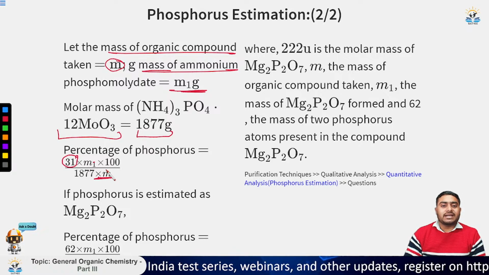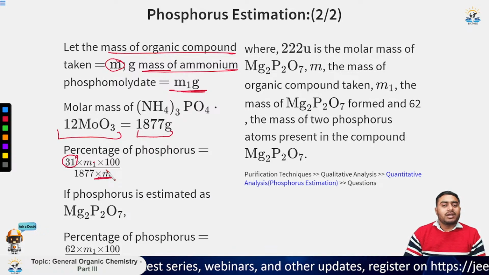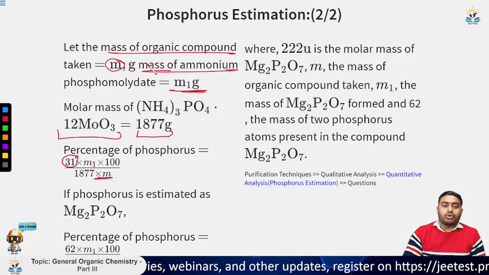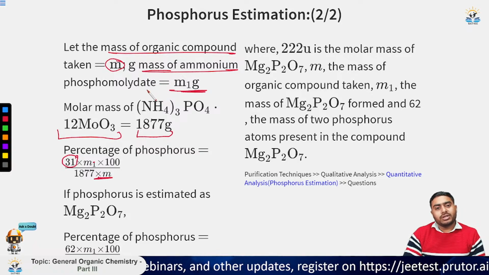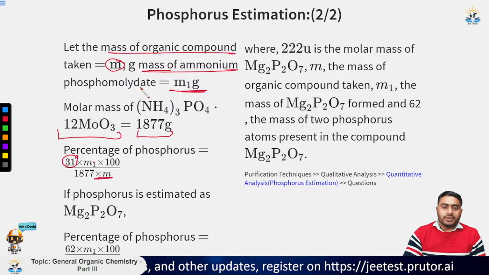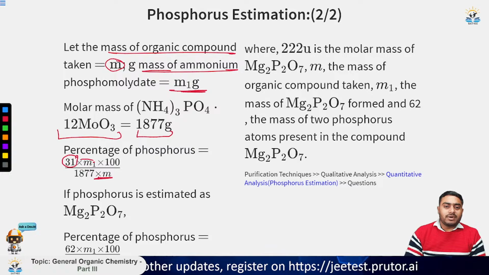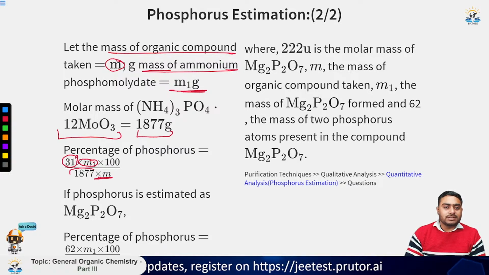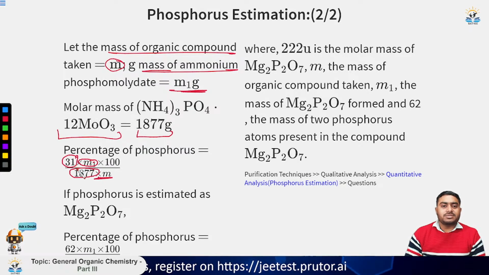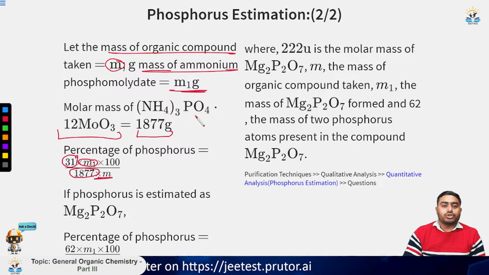So you can use directly this formula, 31 into m1, where m1 is the mass of ammonium phosphomolybdate, the given mass. So given mass by molar mass, right? And 31 is what? Only one phosphorus is present here, okay, and multiply with 100 and divide by small m, which is the total mass.